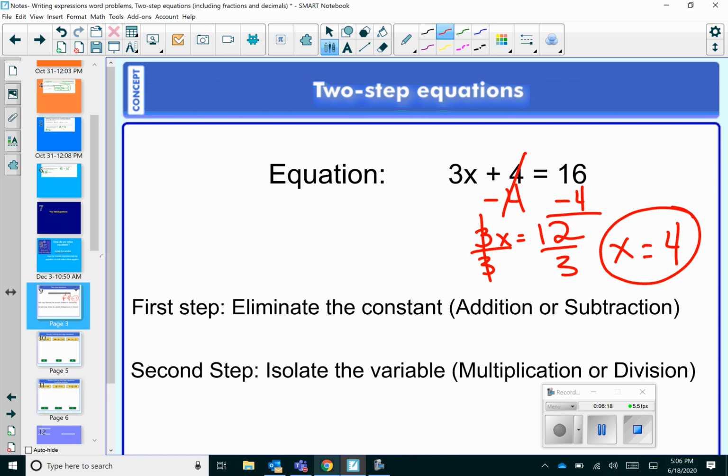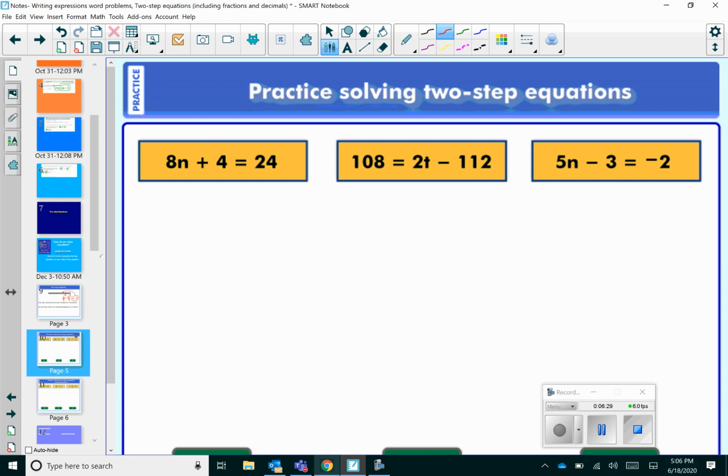Now, it does help to plug it back in to see if it works. 3 times 4 is 12, and 12 plus 4 is 16. So it does work. All right, we're going to do a bunch of these problems together just because two-step equations is a new concept for you. So I want to make sure you have plenty of examples to look at.